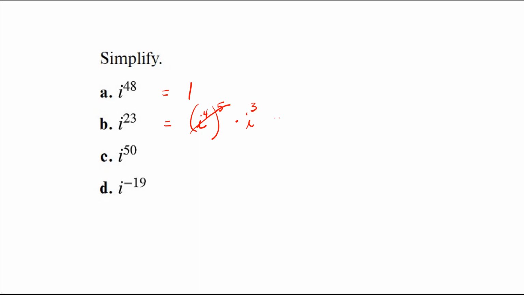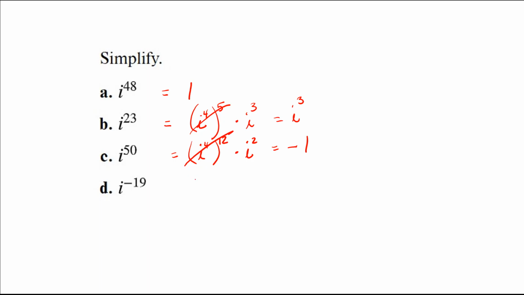1 times i cubed is just i cubed. So i to the 50th: 4 doesn't go into 50, but we can say that it is i to the 4th to the 12th, which is i to the 48th, and then there's going to be an i squared also. So that's 48 plus 2 is 50. This is all 1, 1 times 1 times 1 times 1, and so on. And then we've got an i squared, which is negative 1. So i to the 50th is negative 1.